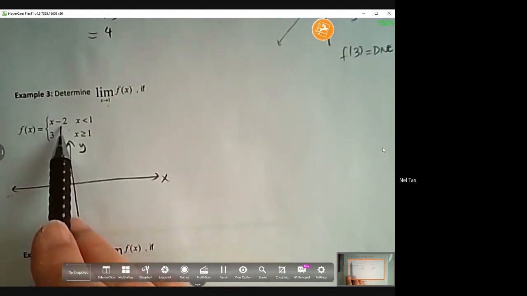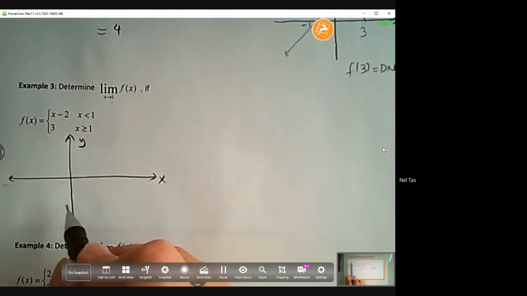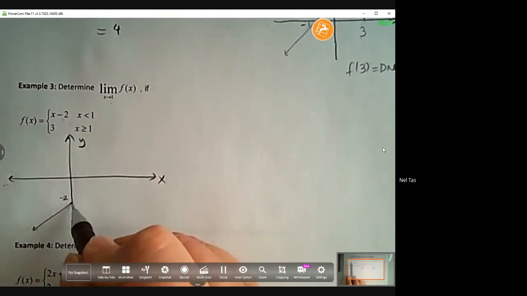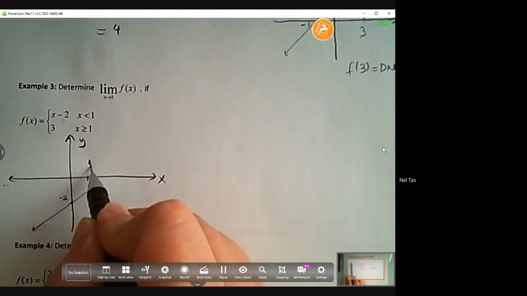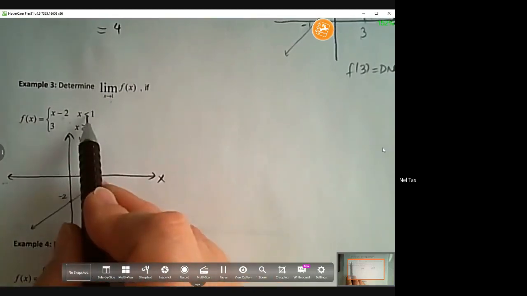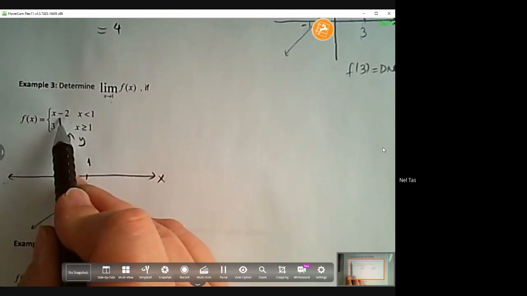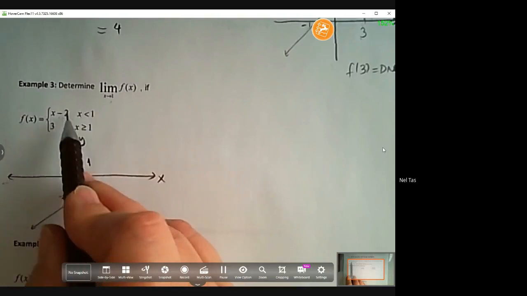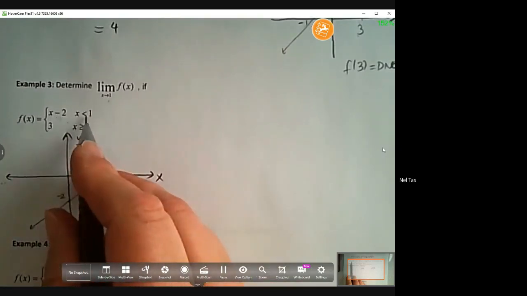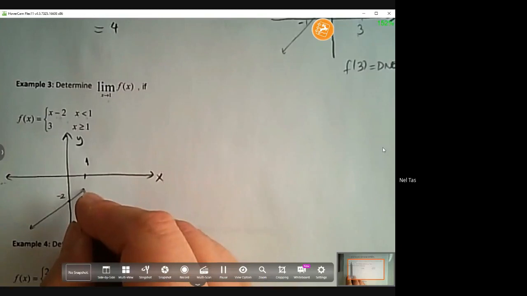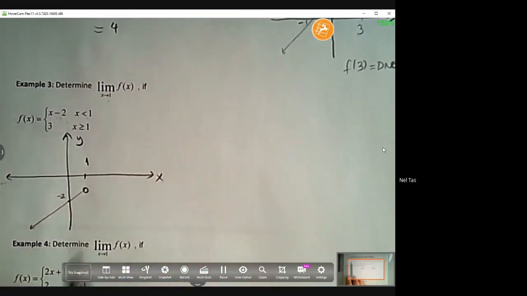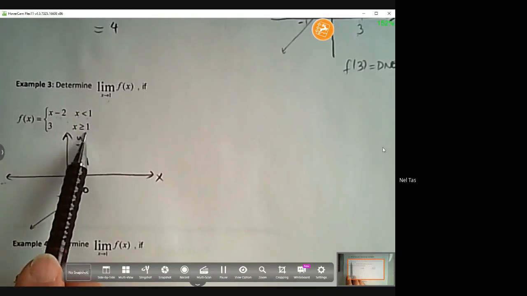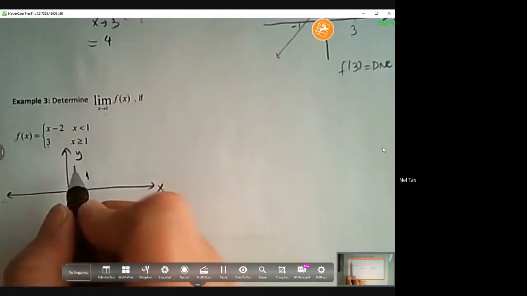Okay, x minus 2. The y-intercept is negative 2. Slope is 1. The y-intercept is negative 2, slope is 1, and I do it until x equals 1, right? And when x is less than 1, y is x minus 2. So 1 is not included in the x minus 2. So we put a hole here, okay? And when x is greater than or equal to 1, y is 3.